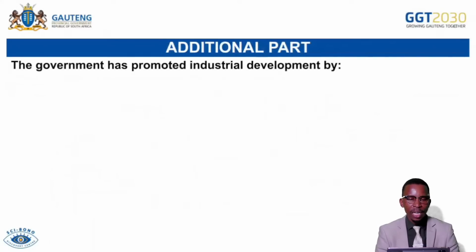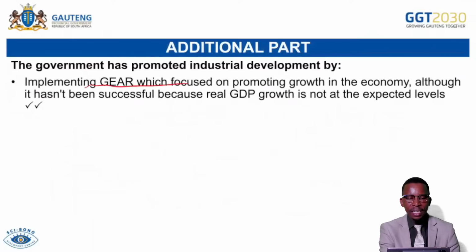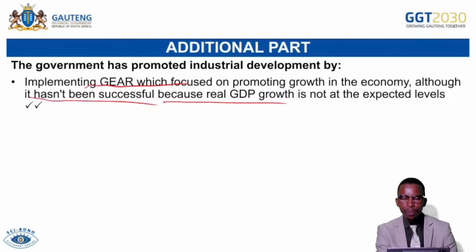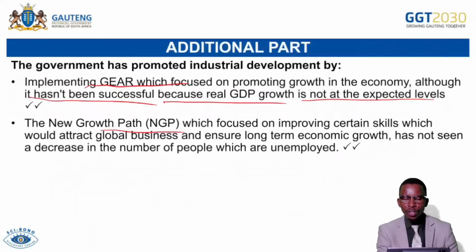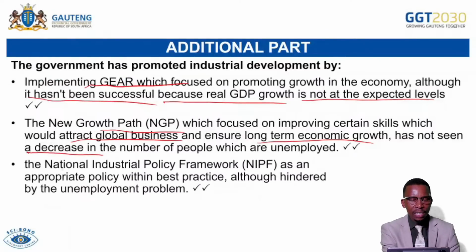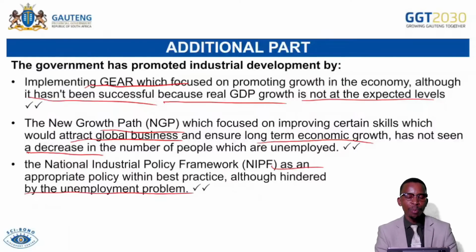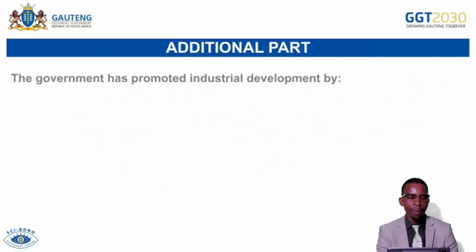Additional part: the government has promoted industrial development by implementing GEAR, which focuses on promoting growth in the economy, although it has not been successful on GDP growth. GDP growth is not at expected levels. The new growth path, with the focus on improving certain skills, would attract global business and ensure long-term economic growth. It has not seen a decrease in the number of people who are unemployed. The National Industrial Development Policy Framework, NIPF, is an appropriate policy within best practice, although hindered by the unemployment problem. Then we continue on the additional part.